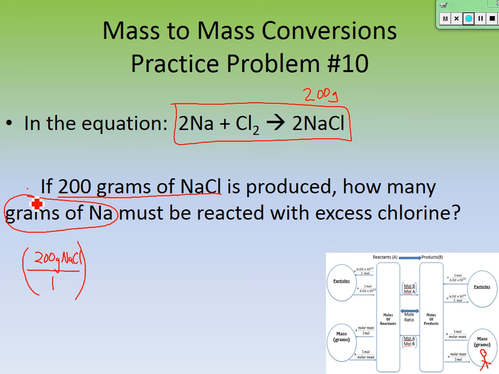Okay, now let's figure out where we got to go. Grams of sodium is what we circled. Is this a reactant or a product? Reactant, and we got to go to grams of a reactant. Where do you see that on the road map? Well, it's right here. I'm going to put a star right here. So that's where we got to go.